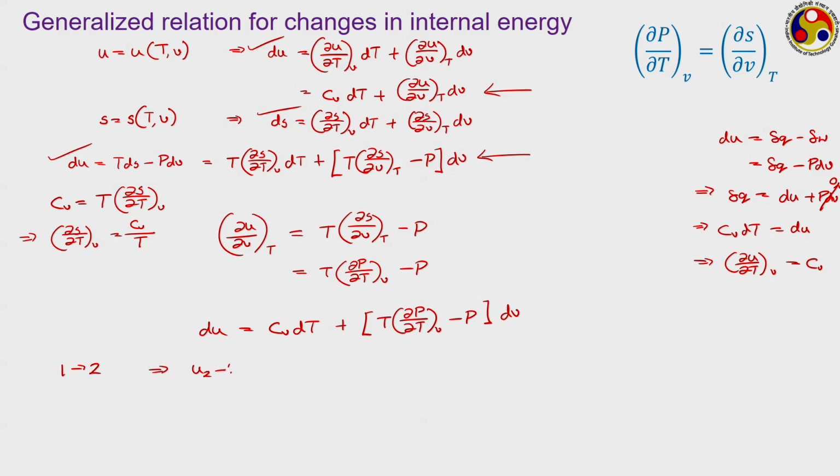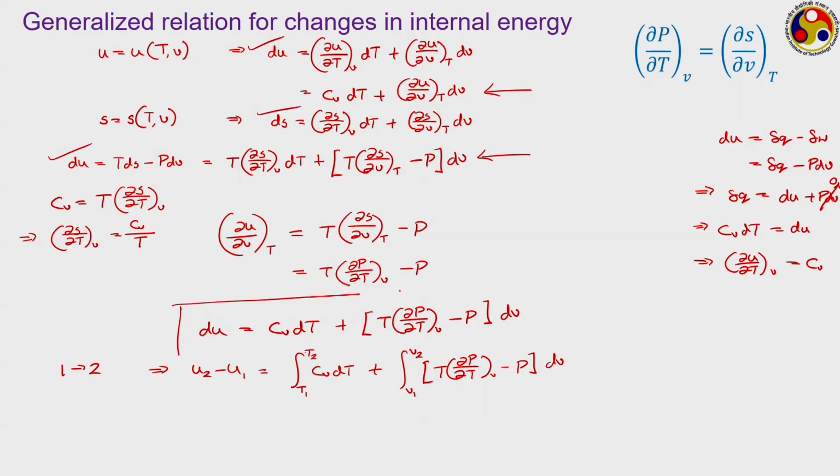If we integrate this, say we are talking about a process moving from 1 to 2, then you can easily calculate the change in internal energy U2 minus U1 as integral T1 to T2 Cv dT, where T1 and T2 are the initial and final temperature respectively, plus integral V1 to V2 of [T (∂P/∂T) at V minus P] dV. We shall be doing some exercise about how to use these relations in the next class, but before that you try to repeat these calculations on your own just to develop this relation for the changes in internal energy.